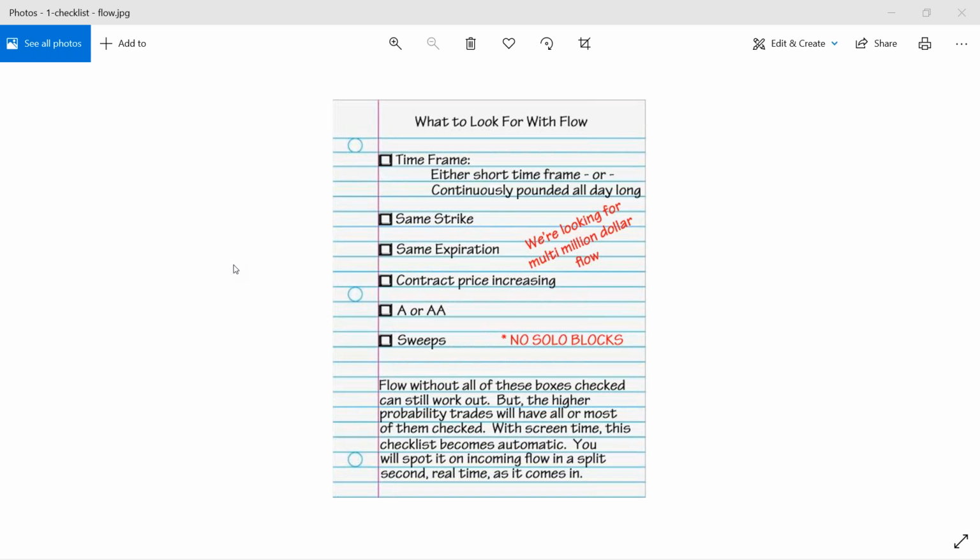Now, if every box on this checklist is checked, are you going to make money? Well, there's a high probability that you will, but it's not a guarantee. So you cannot hear us say this is a high probability trade and then decide to put your entire account into it.